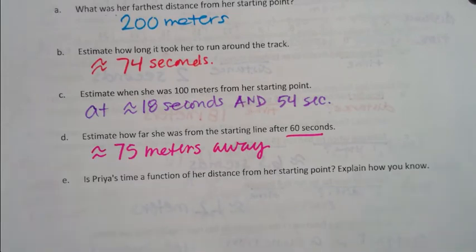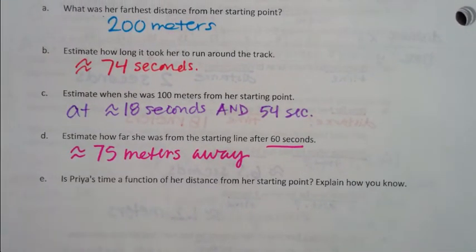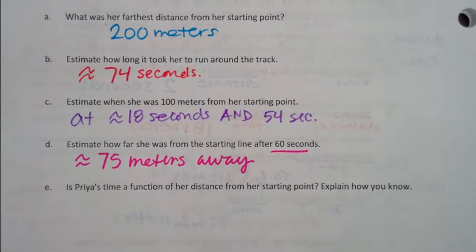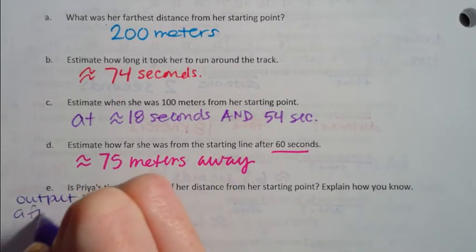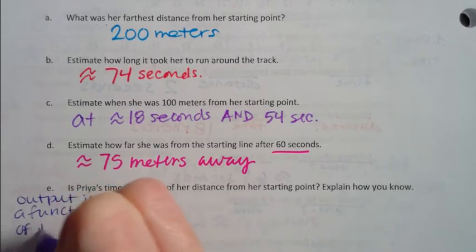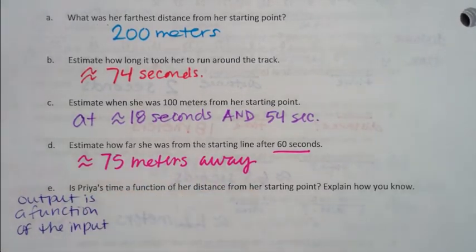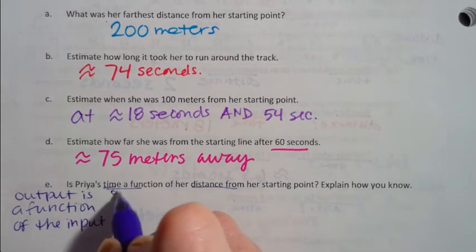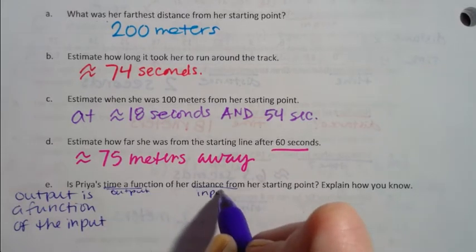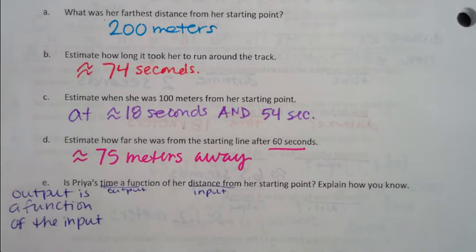And then part E, is Priya's time a function of her distance? So if we remember what we talked about before, the output is a function of the input. So the output depends on the input. So is time a function of the distance? Well, if we look, time is the output, distance is the input. So if we say yes, that means that the time depends on the distance.